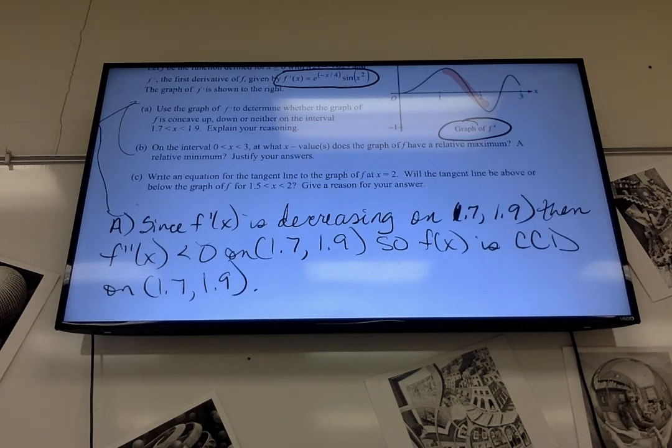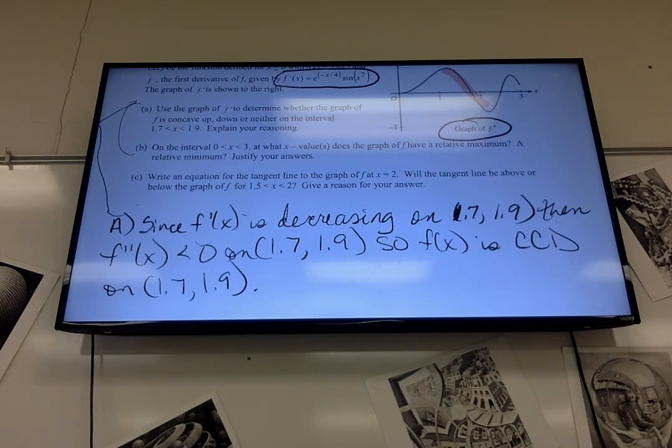So we wouldn't have to do the f double prime? No, you would not have to. What I'm doing is over-explaining it so that you're making these connections. That's what I'm doing.